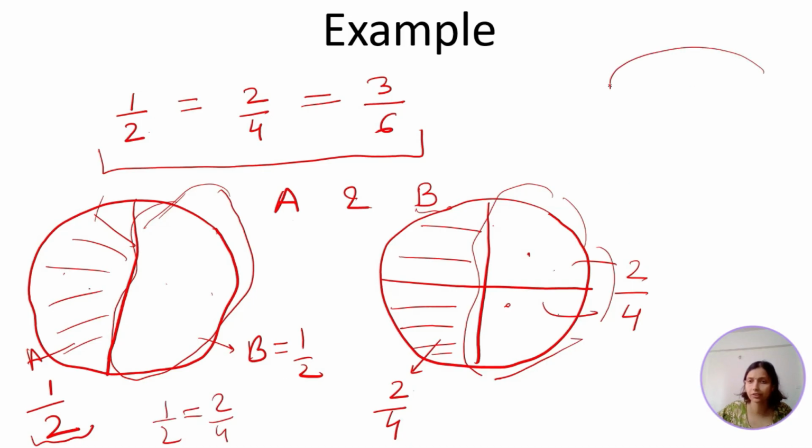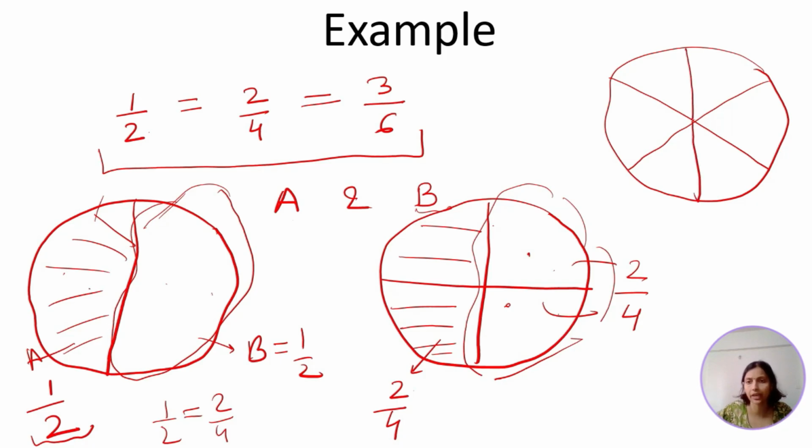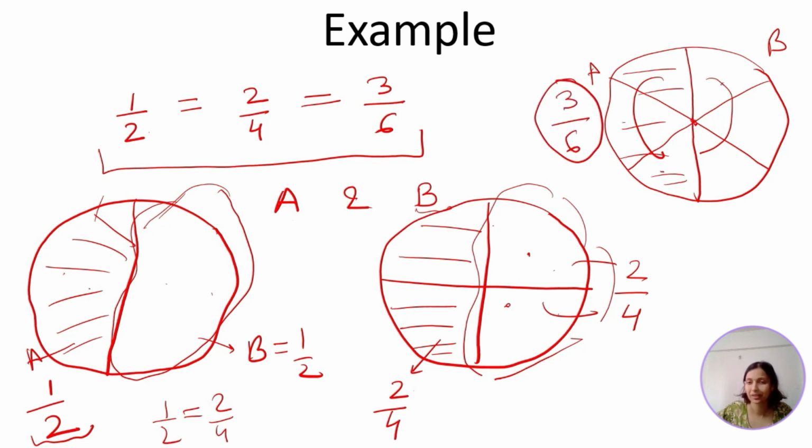Now suppose instead of dividing into 4 parts, I would have divided it into 6 equal parts. Now how would I have divided between A and B? Obviously 3 parts for B and these 3 parts for A. So in this case, A got 3 pieces out of 6 pieces. A got 3 by 6 of the pie and B also got 3 by 6 of the pie, 3 pieces out of the total 6 pieces.